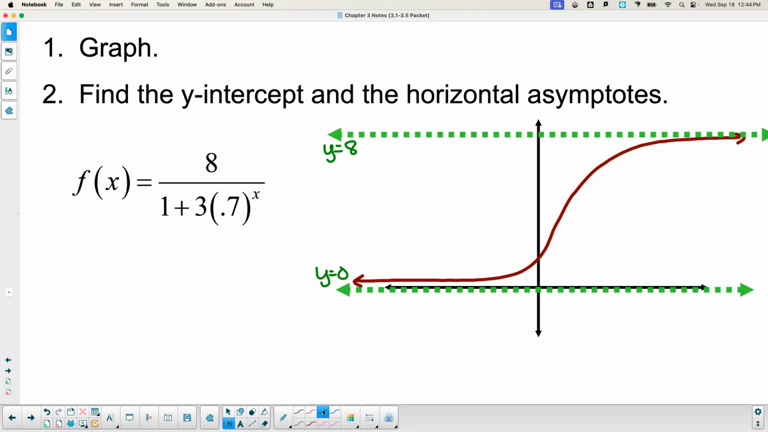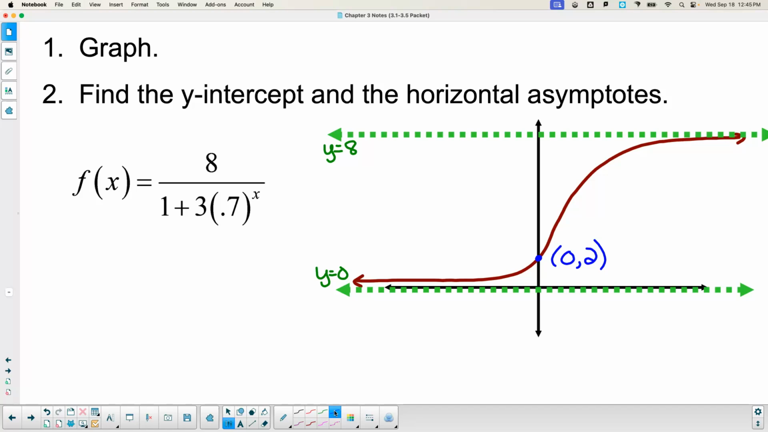What is it? Y-intercept. How do I find the y-intercept on any function? Plug in 0 for x, right? Okay. 0.7 to the 0 power is 1. Times 3 is 3. Plus 1 is 4. 8 divided by 4 is 2. So this goes through the point 0, comma 2. That's it. That's the easy ones to do for that one.